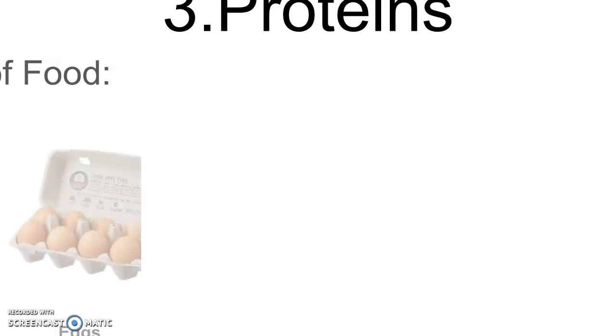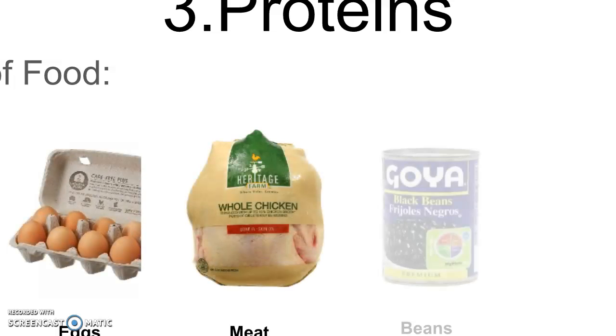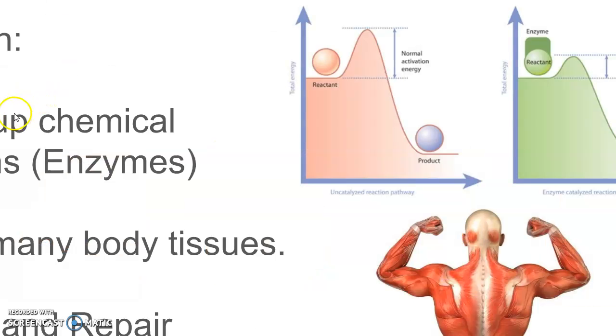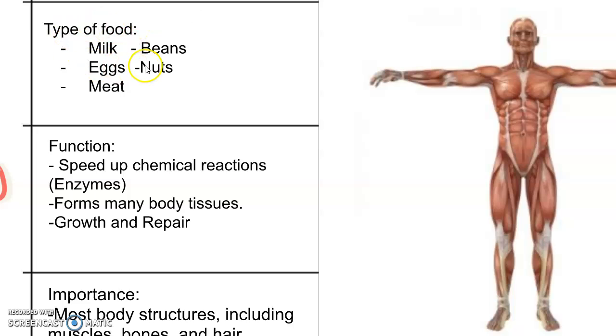Proteins, so things like milk, eggs, meat, beans, and nuts. The protein function is going to speed up chemical reactions or enzymes, which we're going to talk more about enzymes in a minute, and it forms many body tissues like your bones and your muscle, and it's going to be used for growth and repair. So types of food: milk, eggs, meat, beans, and nuts. The function is going to speed up chemical reactions, form many body tissues, growth and repair. Importance is going to be most body structures, including muscle, bones, and hair.